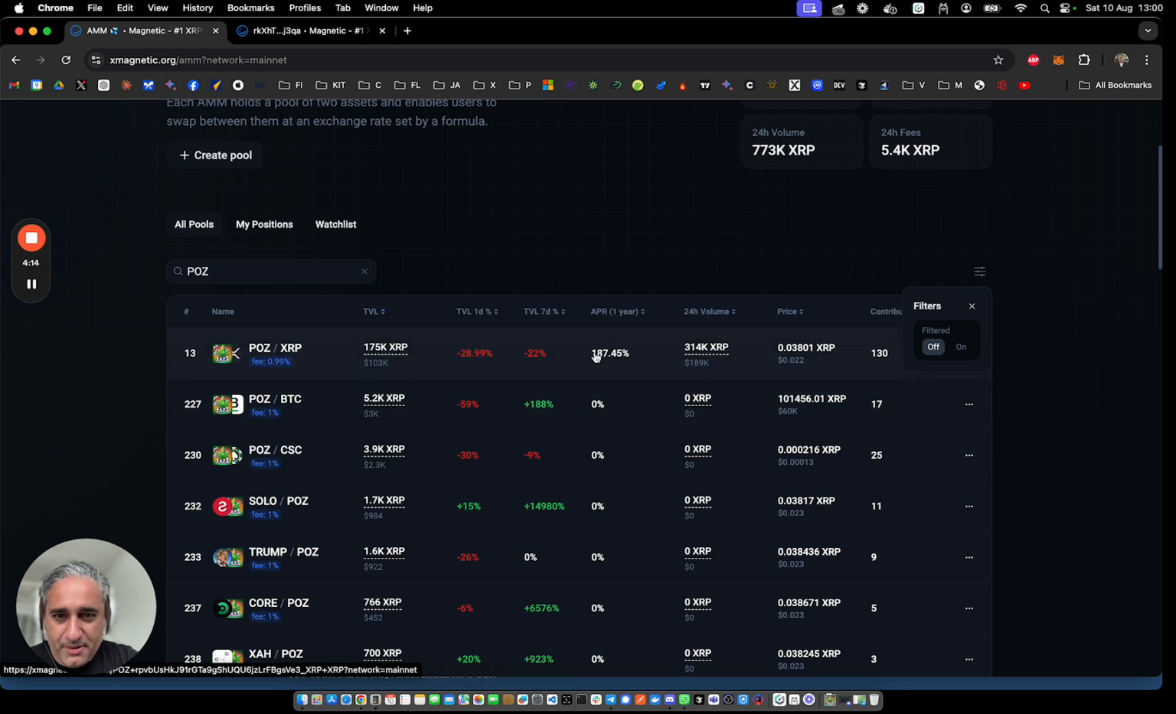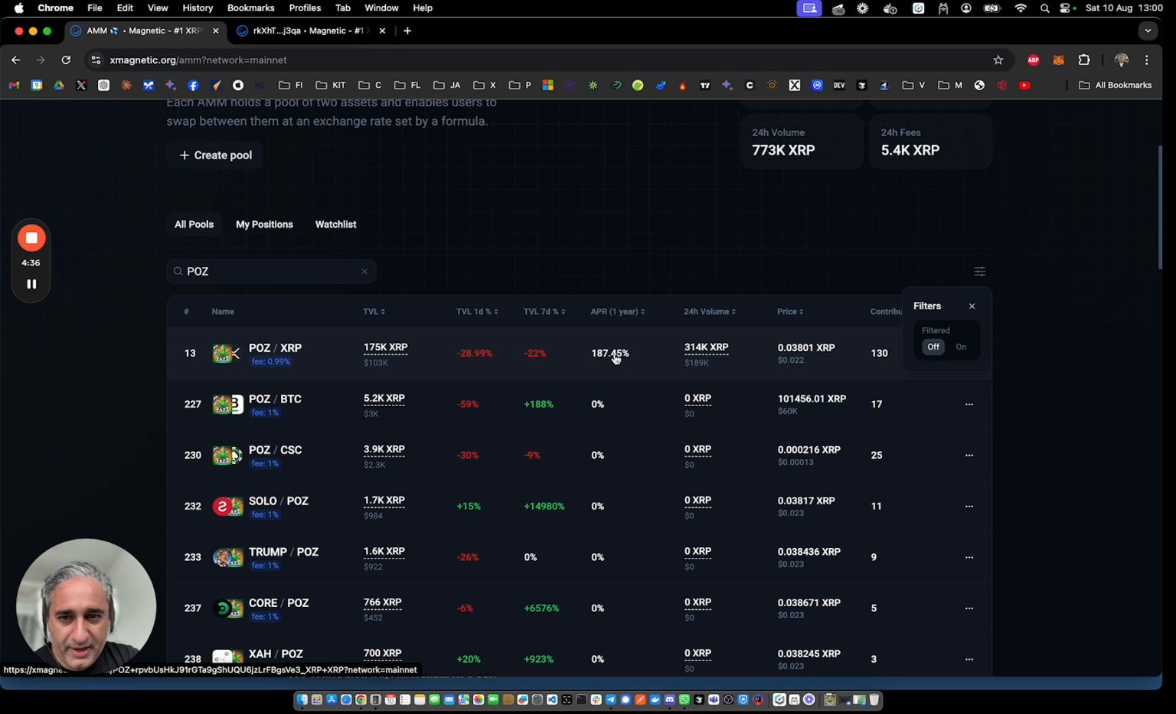I have raised this with Magnetic. The values are all wrong, 0 for the other pools, so hopefully they will fix that. Apparently it's quite difficult for them to calculate this, but we shall see. As you can see, POS is currently standing at 187.5% APR. Now, again, these numbers are very imprecise.